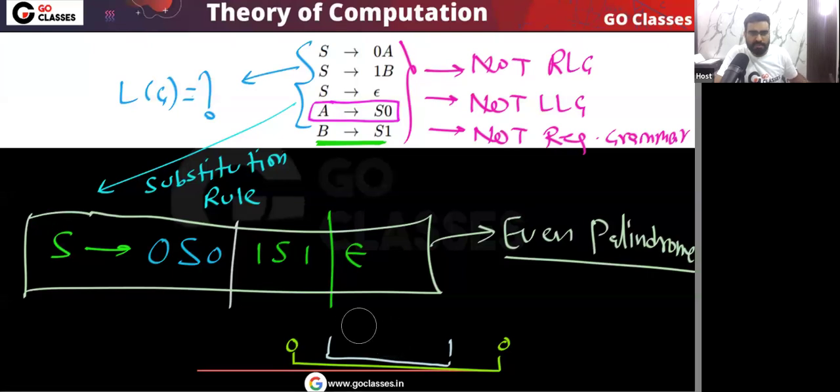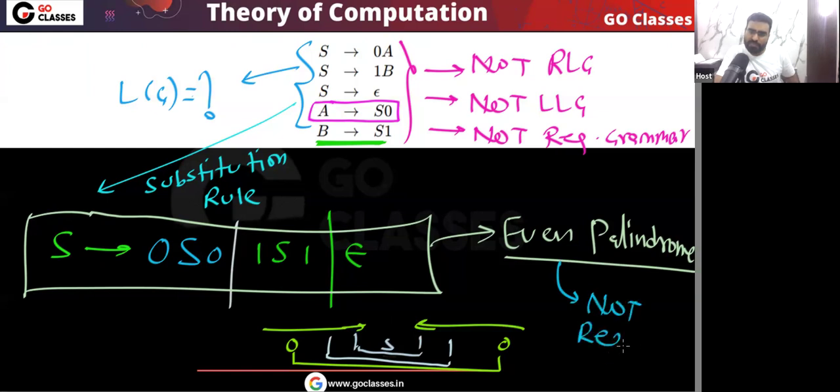If I replace this S again with 1S1, then again you can notice the same thing. So like this, I hope you are getting the point. Ultimately we are getting palindrome strings. Is this clear? So this will give us even palindromes, which is a non-regular language.